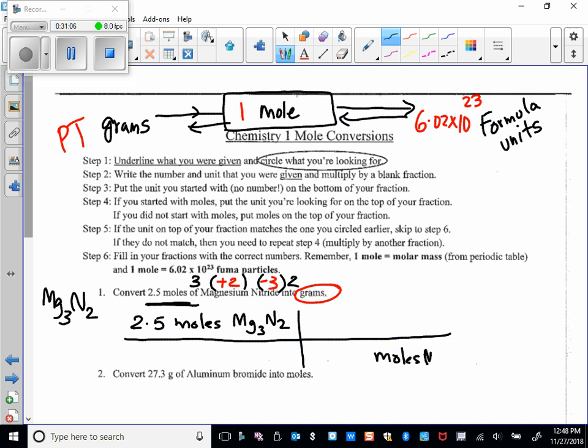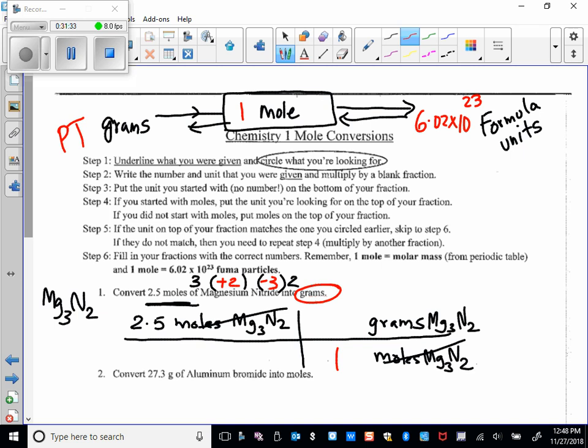Moles of magnesium nitride. Are we good? What am I converting it into? Converting it into grams of magnesium nitride. What is my number before mole? 1. What is my number before grams? Where do I get that from?